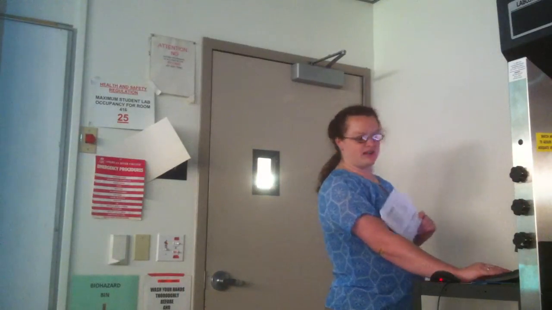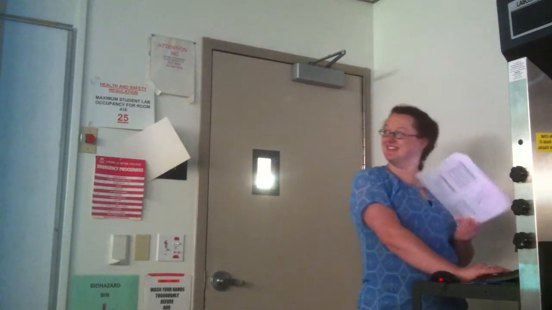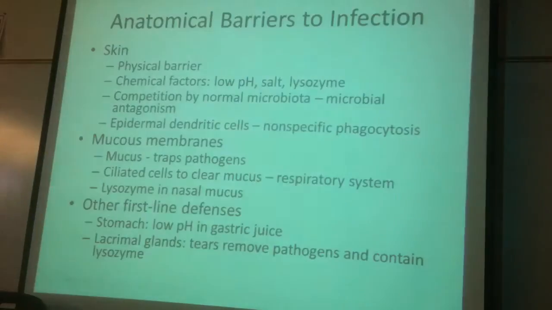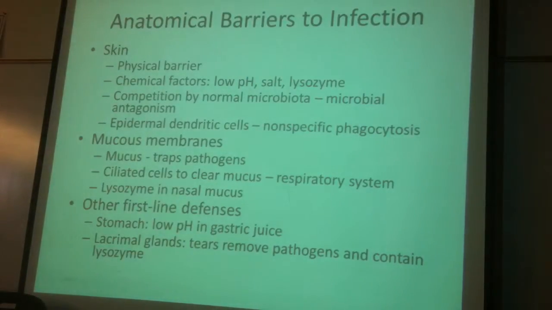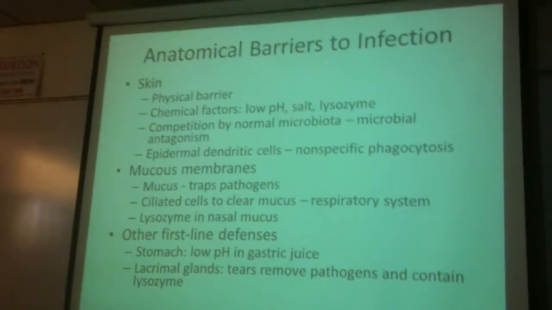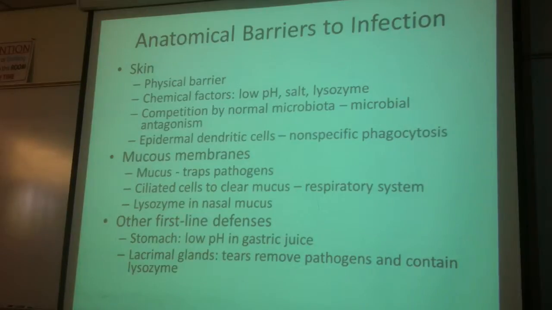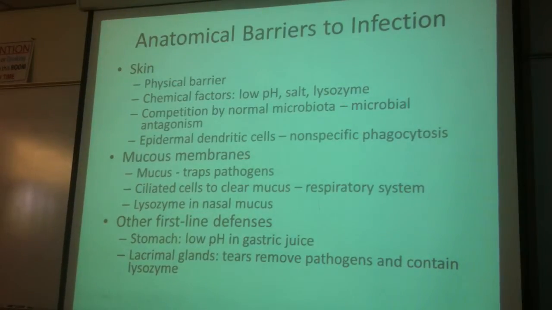Just to give you an example, this is our skin. If you actually look at the surface of the human skin way up close. Okay. So, skin is a physical barrier. There's chemical factors. It has low pH, salt, lysozyme. So it has things that help prevent and stop these microorganisms.